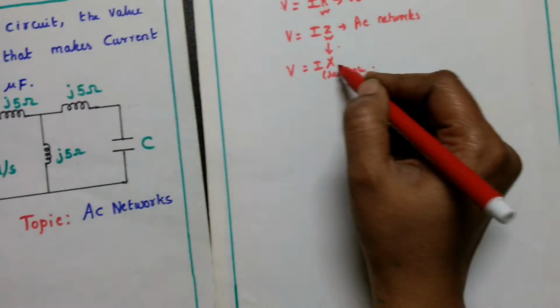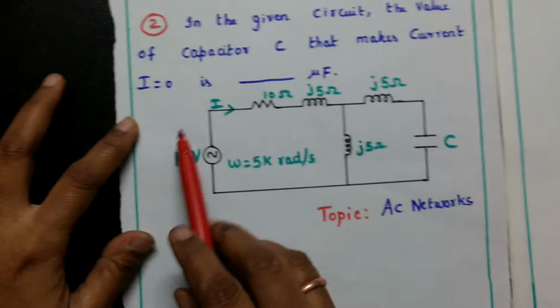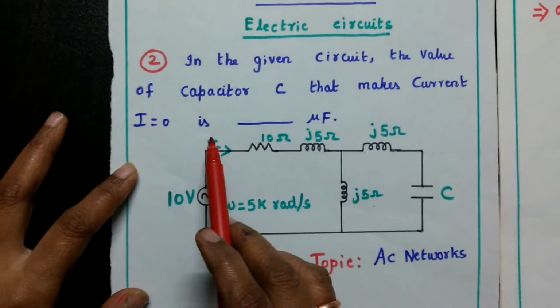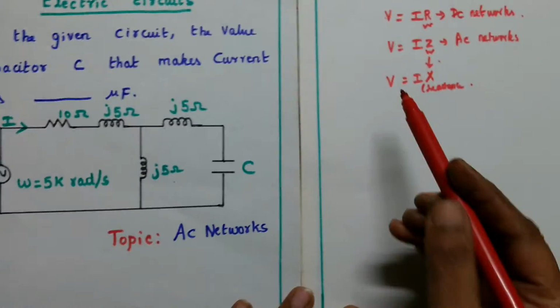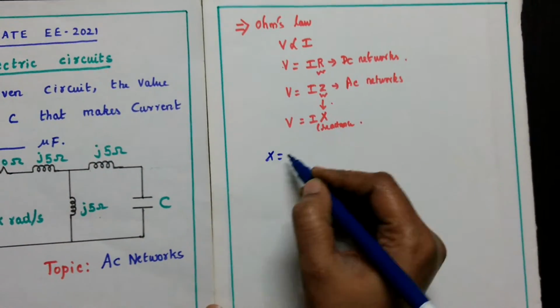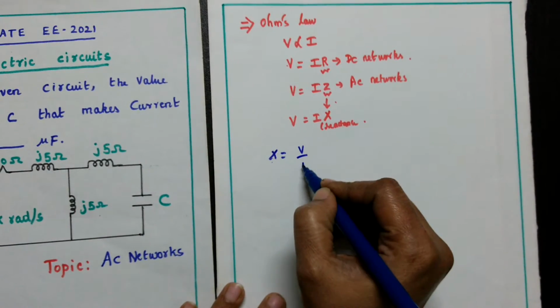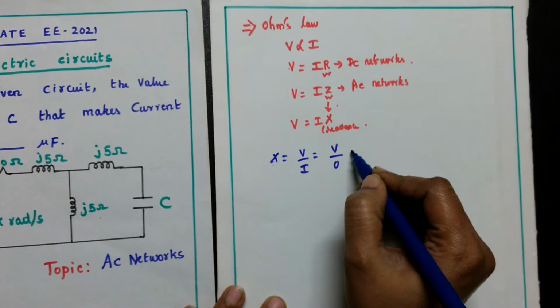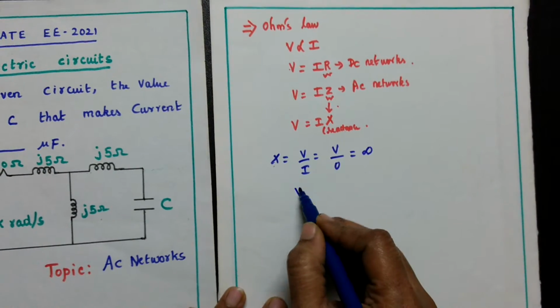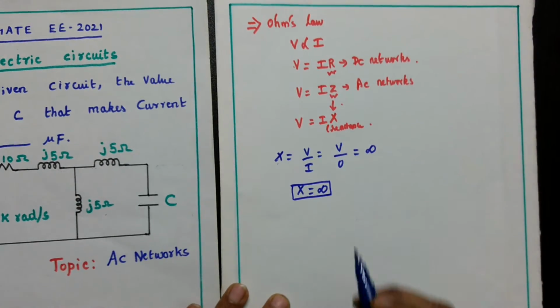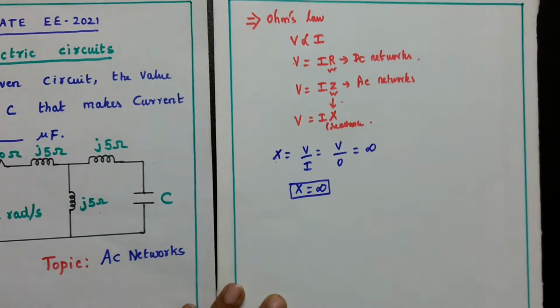So here frequency is given. So let me take this equation. What is the condition given? The capacitor C that makes current I equal to 0. So let me substitute I equal to 0 in this equation. So X, reactance, equal to V by I. When I equal to 0 means V by 0, anything by 0 equal to infinity. So to solve this problem, X equal to infinity.